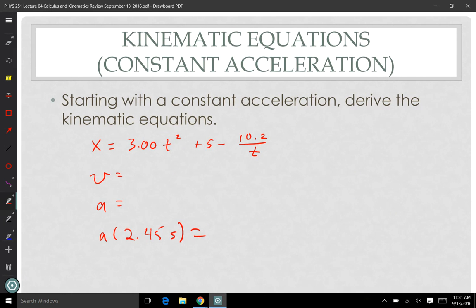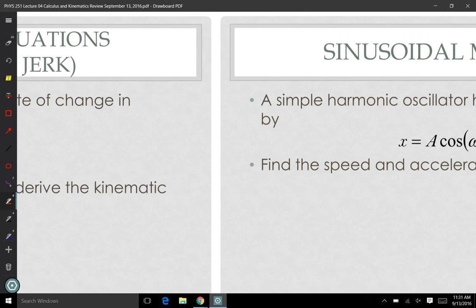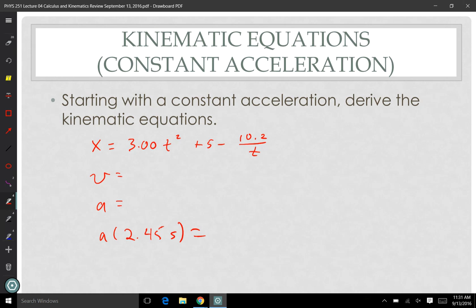So the first type of problem you could have is starting with acceleration, derive the kinematic equations, or you could do it in the reverse, which is what we have here: starting with an equation for position, find velocity and acceleration. So let's do this problem. This is a problem from one of the practice things that I have on Moodle.